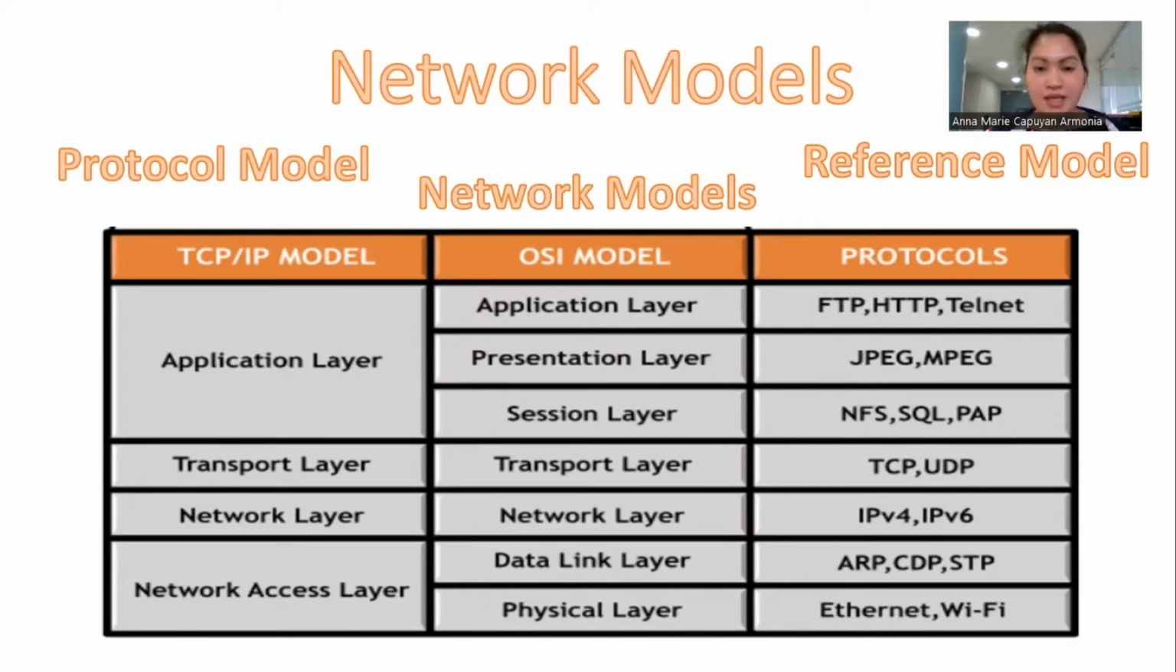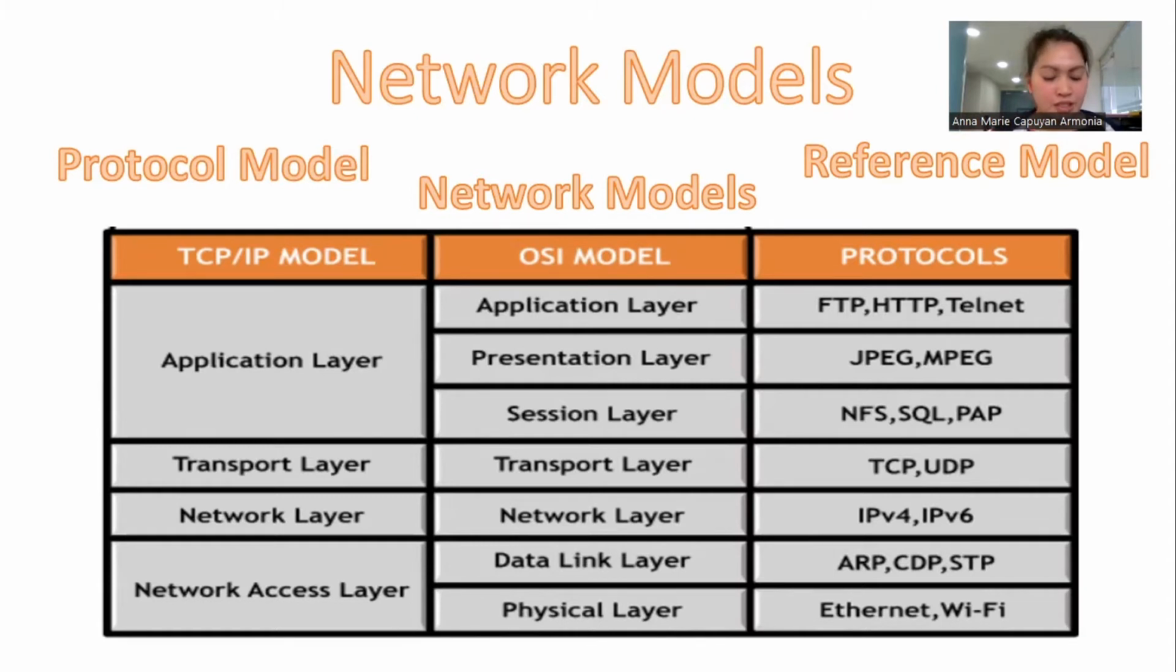OSI model. OSI stands for Open Systems Interconnect. This is a system that breaks down network function. This is the most popular type of internetwork reference model. It consists of 7 layers: physical, data link, network, transport, session, presentation, application. Those are the layers of the OSI model.